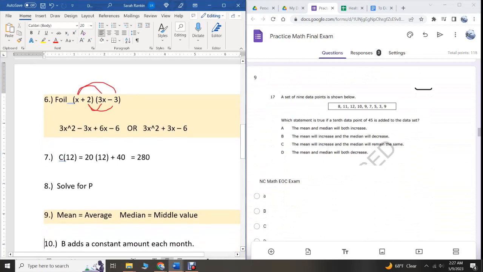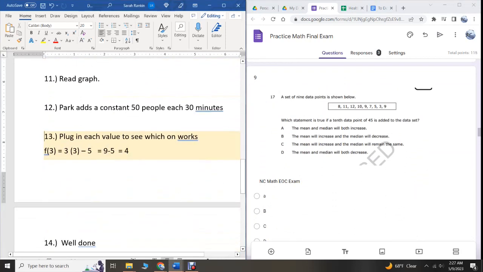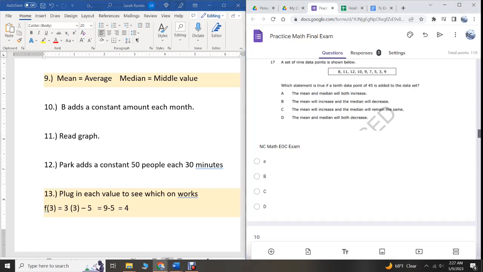Remember, the mean is the average, the median is the middle value. So the simplest way to think of this one is if I'm adding 45, which is way higher than any of these numbers, I've got to be increasing the average and I've got to be increasing the middle value, right? Because I've added another value. All right, number 10. You seem to do quite well on.